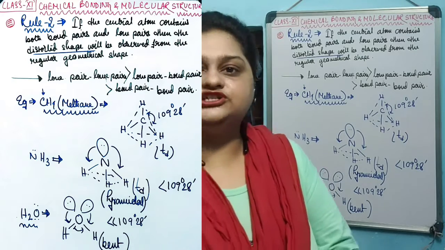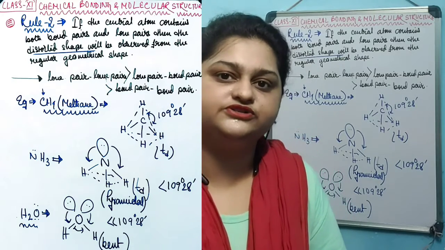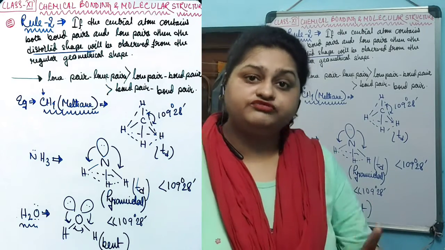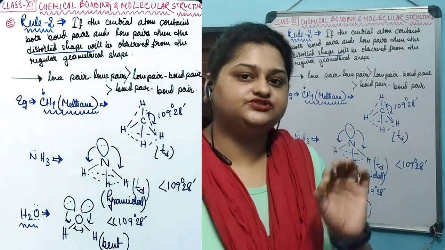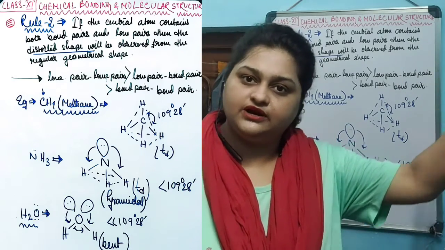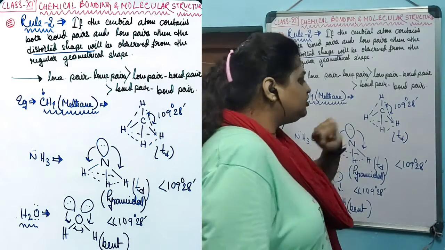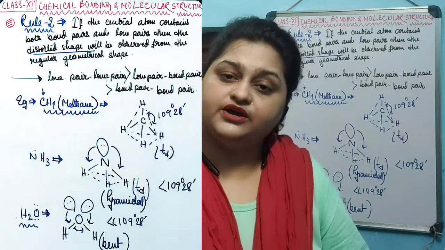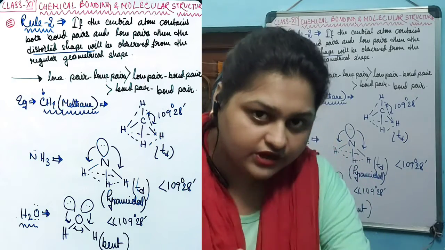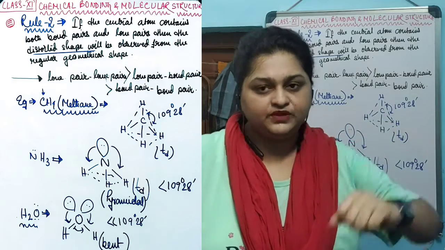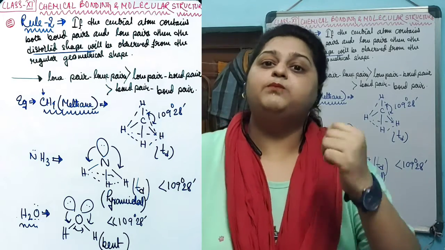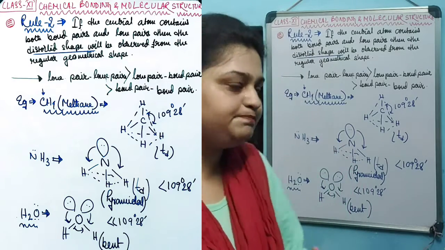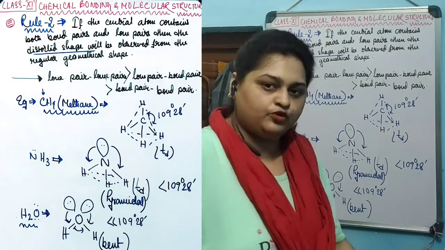A regular tetrahedral shape is created when the central atom possesses 4 electron pairs. If all 4 electron pairs are bond pairs, the structure will be regular tetrahedral, like in the example of the methane molecule. But if one of the 4 electron pairs is replaced by a lone pair, and the remaining 3 are bond pairs, a distorted tetrahedral shape is created, known as the pyramidal shape, like in the case of ammonia.